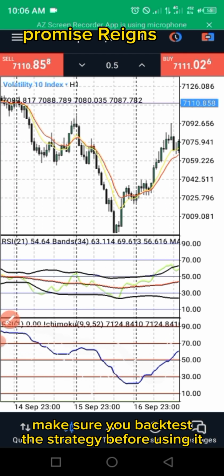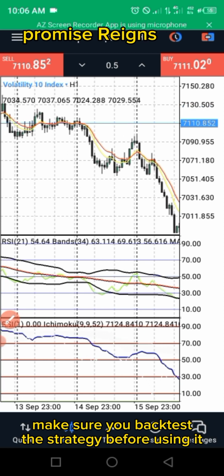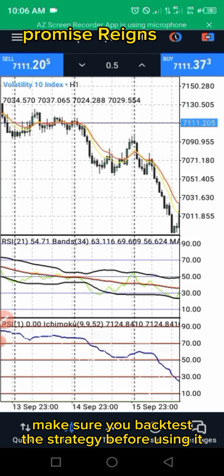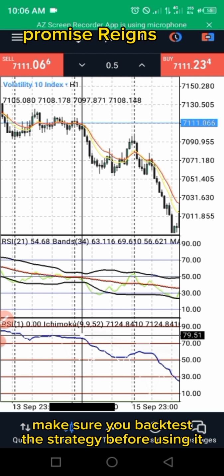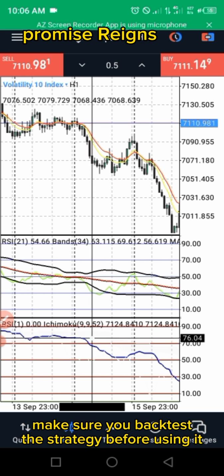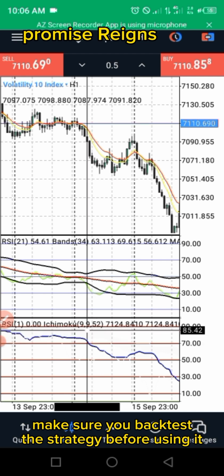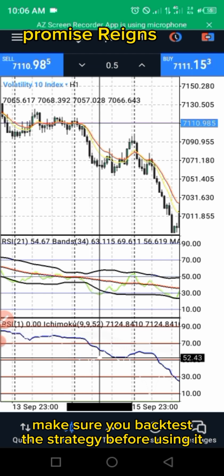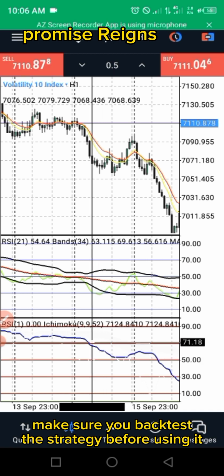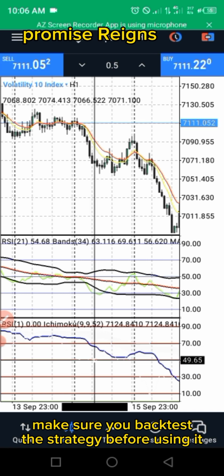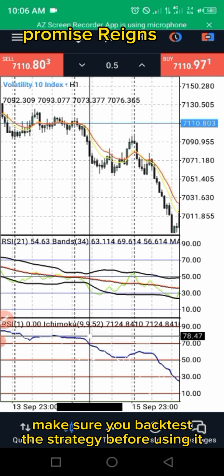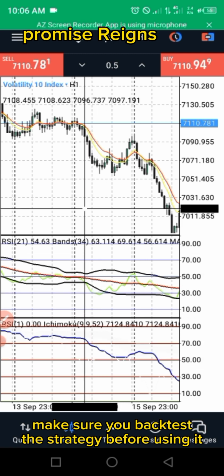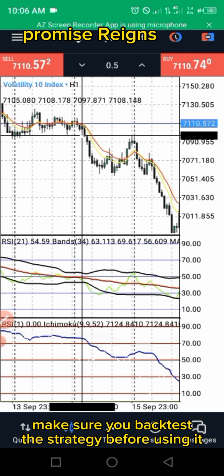So if you want to buy, if you want to sell, same thing. You wait. The Ichimoku line should be around the 70 region, or above the 50 region. This Ichimoku line must be above the 50 region for a sell market. If the Ichimoku line is around this region, don't take that trade.